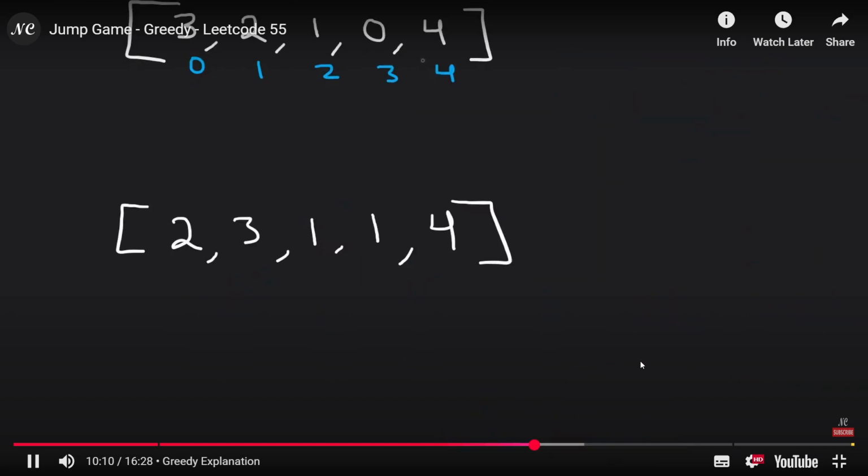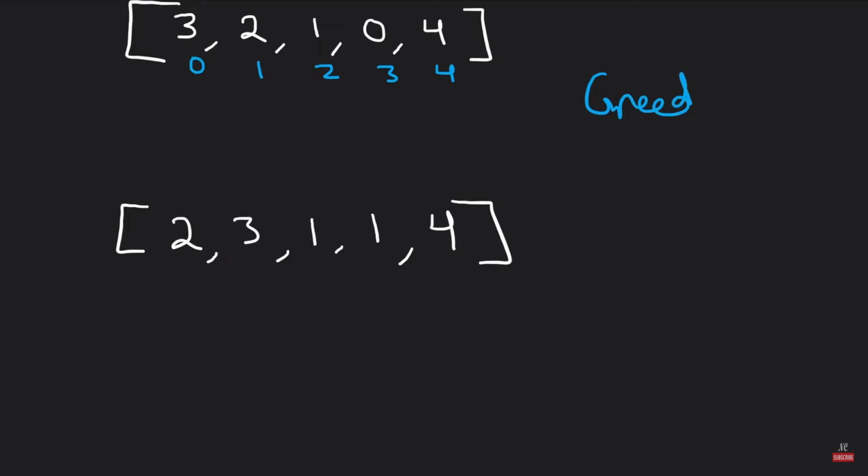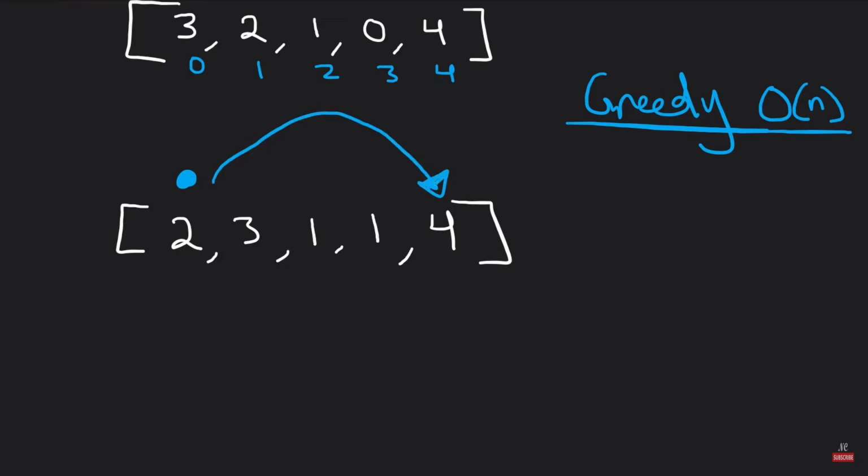Let's take a look. Okay, so now let's get into the actual greedy solution. This is greedy and it's going to be linear time complexity. This problem has a pretty simple solution. We don't actually need dynamic programming. We know that the left or the first index is the starting position. Our goal is to get to the end position.